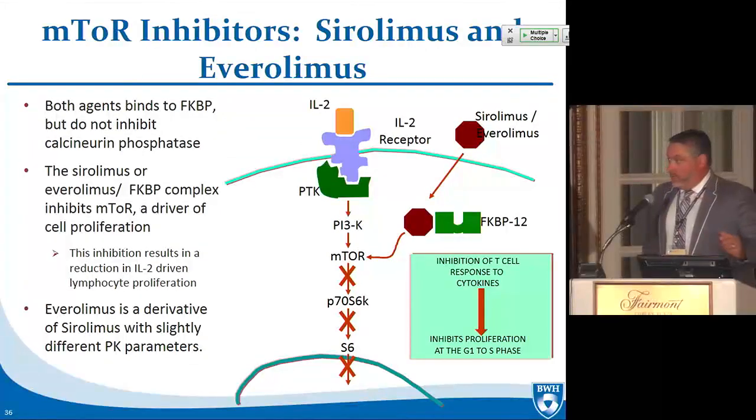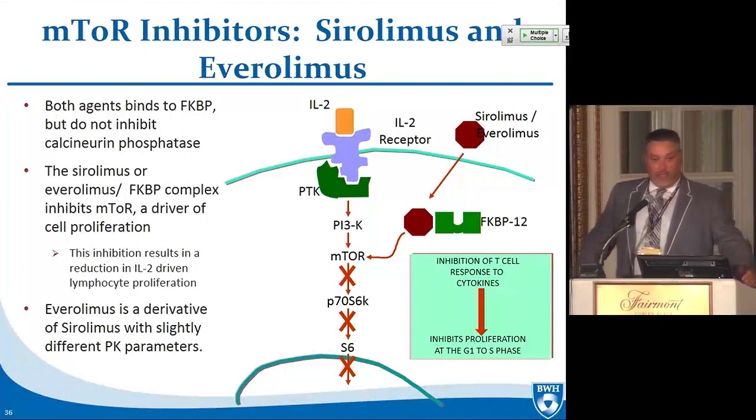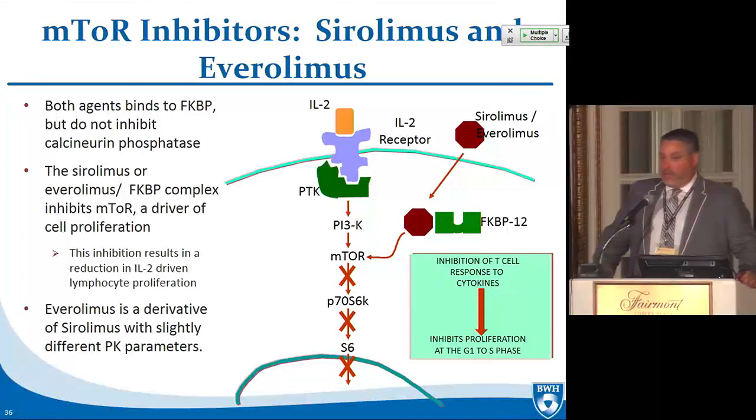Our mTOR inhibitors, as Dr. Ozzie had mentioned, sit beneath the IL-2 receptor, and there are a number of different pathways that go through. Everolimus and Sirolimus bind to the same binding protein that tacrolimus does. There's no drug interaction because of that. And it binds to and inhibits the mammalian target of rapamycin. So no matter how much IL-2 hits the IL-2 receptor, the T cells never go into cell division.